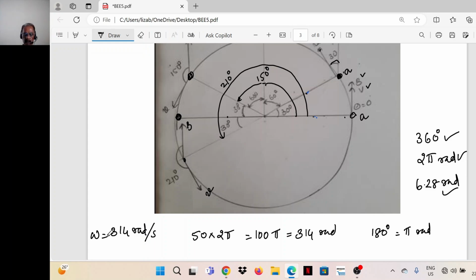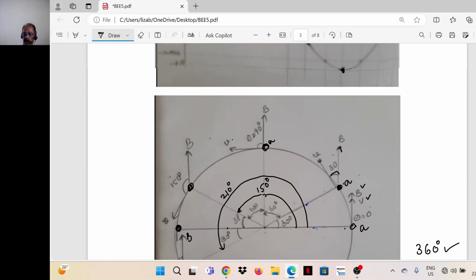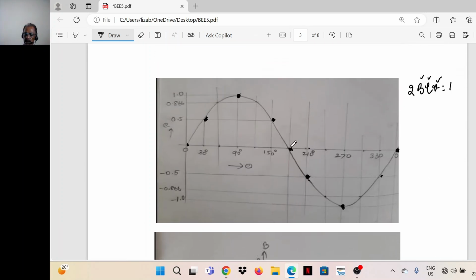So angular displacement at any time can be found out by multiplying: theta is equal to omega t. Omega is the angular velocity, t is the time. Assume the frequency is 50 cycles per second. Then the time to complete one cycle, the time period, is equal to 1 by 50 seconds.